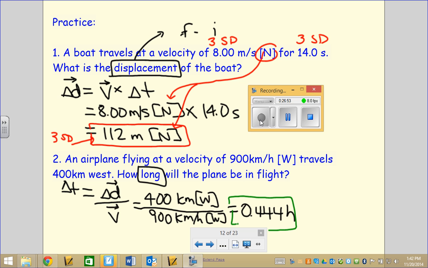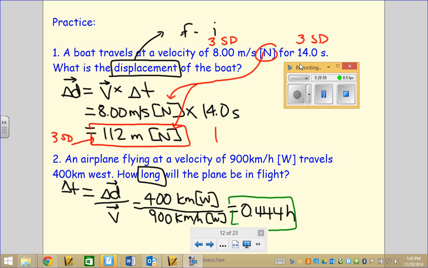Just so that you know, if I were to put this in scientific notation, it would be 1.12 times 10 to the power of 2 meters north. Both of those would be equivalent to me unless I specifically asked you for one type of answer. Does anyone have anything they'd like to ask about number 1?